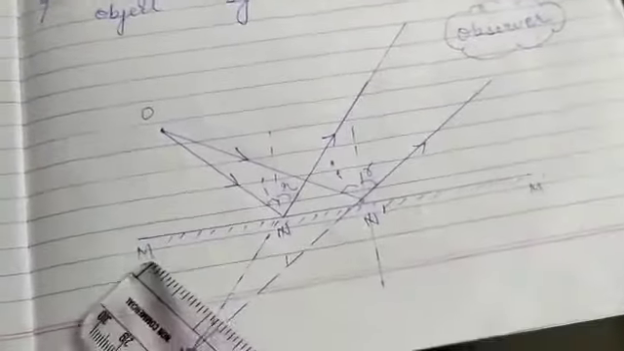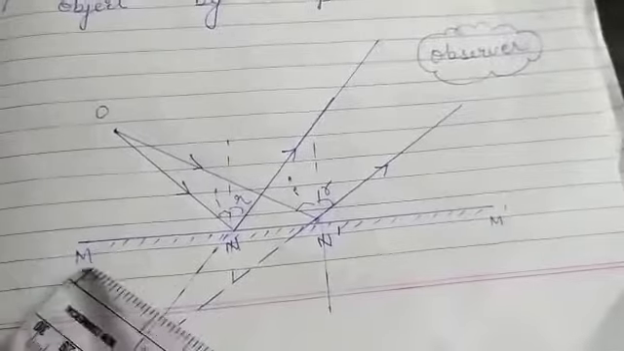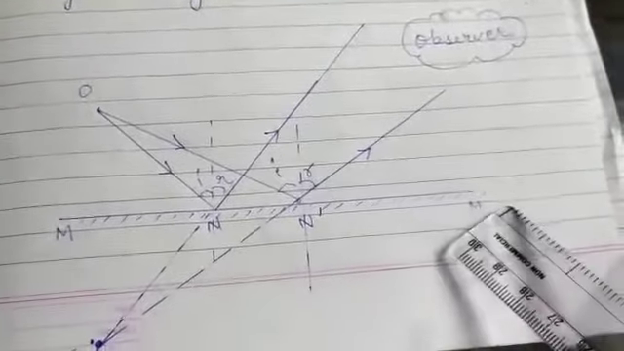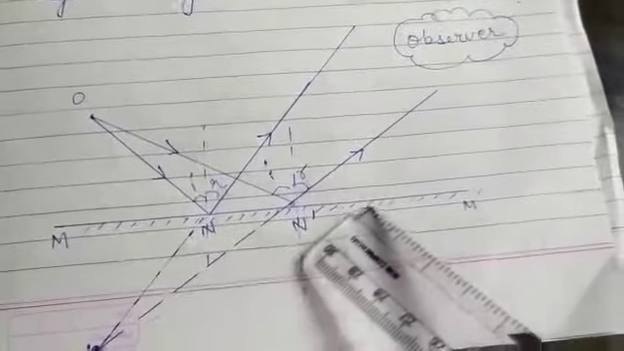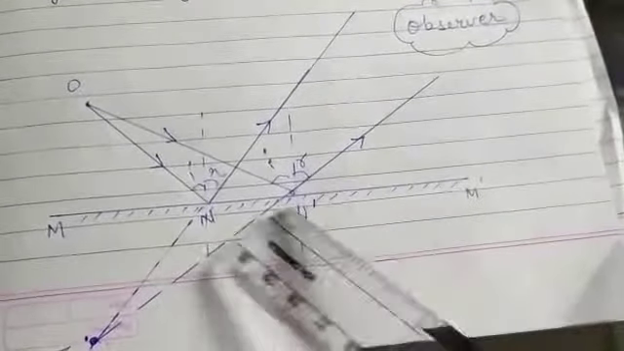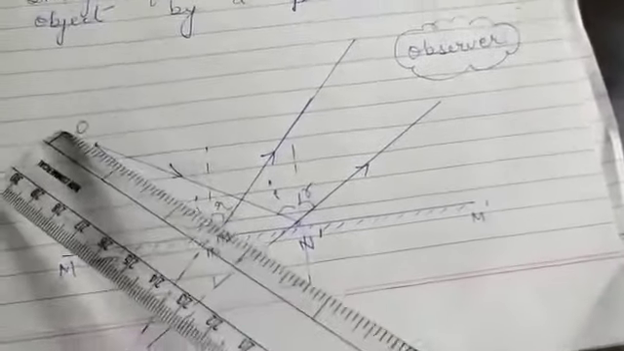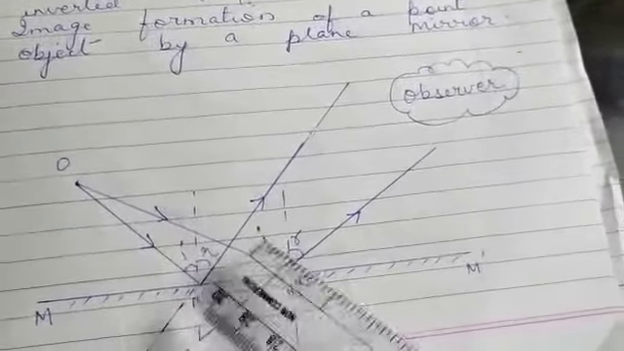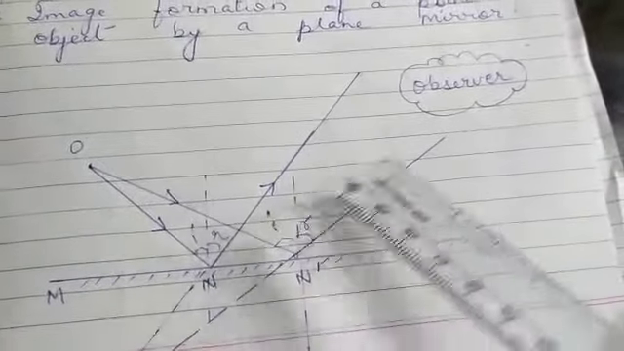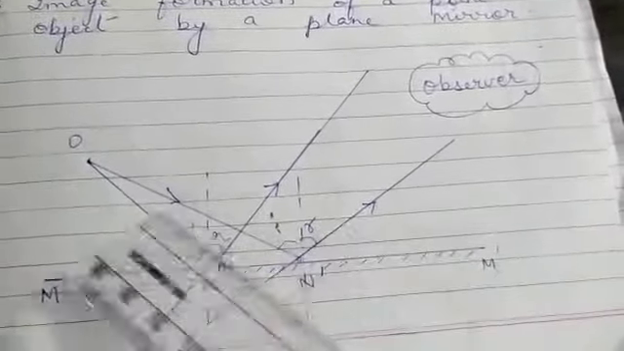Now we'll see the next topic, image formation of a point object by a plane mirror. Here we will take one plane mirror, and we give it the name M and M dash. This is the mirror. This is the polished surface where this type of lines are drawn, and this is the reflecting surface. So this is object O, and from this object O when light rays fall, we will see how the image formation takes place in the plane mirror.